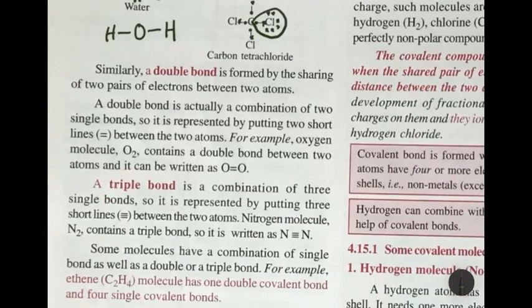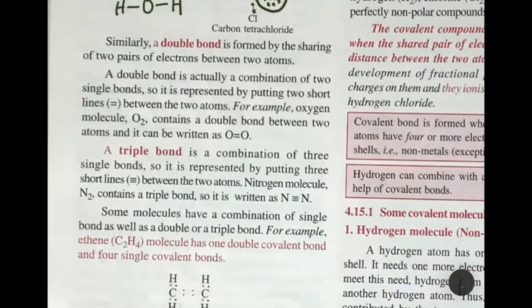In the same way, a double covalent bond is formed by sharing of 2 pairs of electrons between 2 atoms. So a double bond is actually a combination of 2 single bonds. It is represented by putting 2 short lines, like an equal to sign, between 2 atoms.